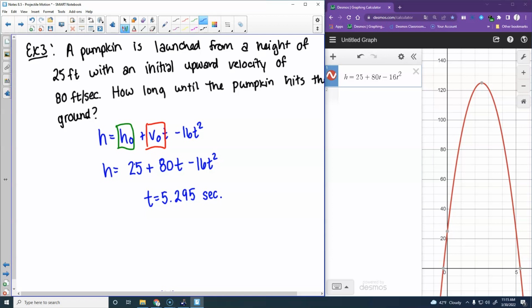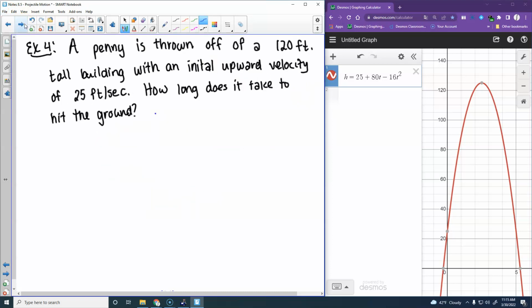Okay, questions? Okay. Number 4: a penny is thrown off of a 120-foot tall building with an initial upward velocity of 25 feet per second. How long does it take to hit the ground?